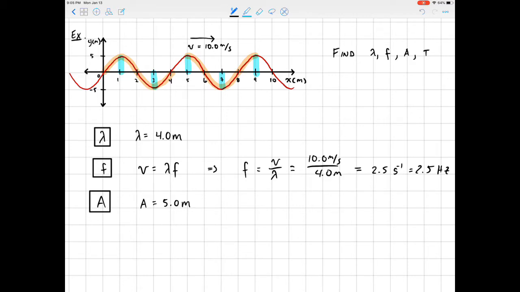And then the last thing that I want to find is the period of the wave. And it turns out, since I already have the frequency, then I can get the period by looking at 1 over the frequency. And so the frequency is 2.5 inverse seconds. So that makes the period 1 over 2.5 seconds. And that is going to be 0.4 seconds. All right, and there we have it. Just given a sketch of a wave, determining the basic properties of the wave.